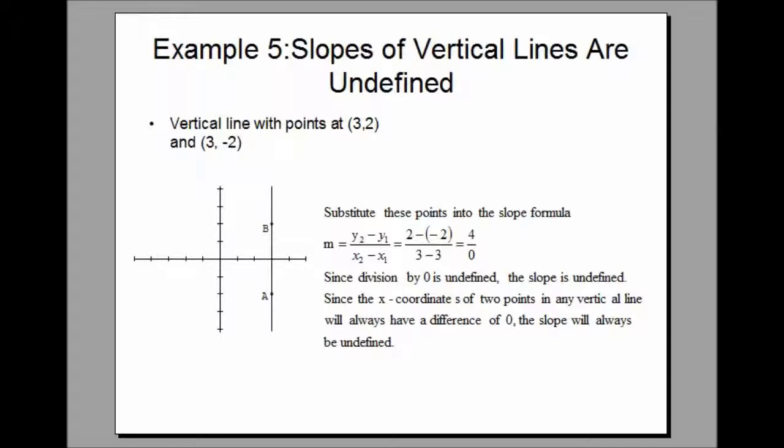Since the x-coordinates of any 2 points in any vertical line will always have a difference of 0, the slope will always be undefined.